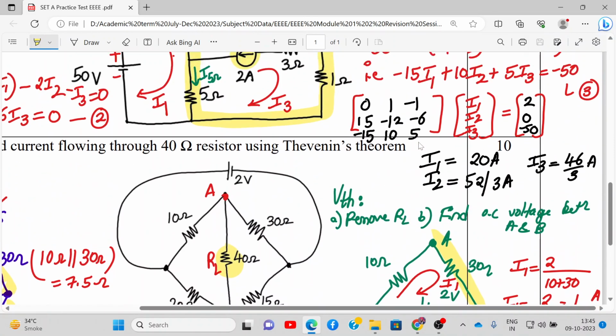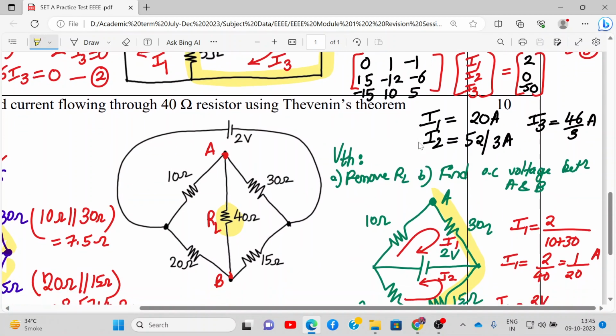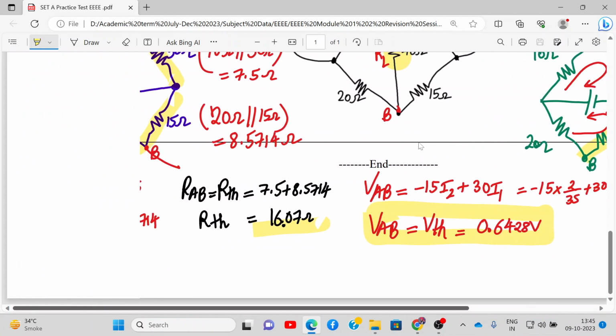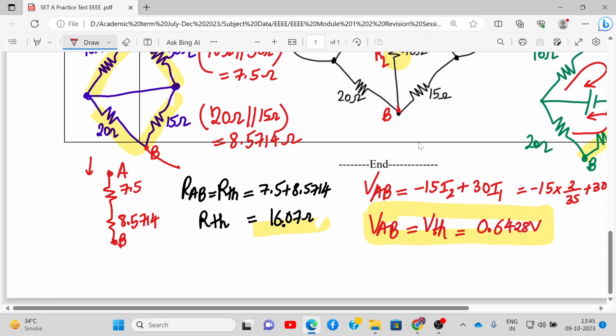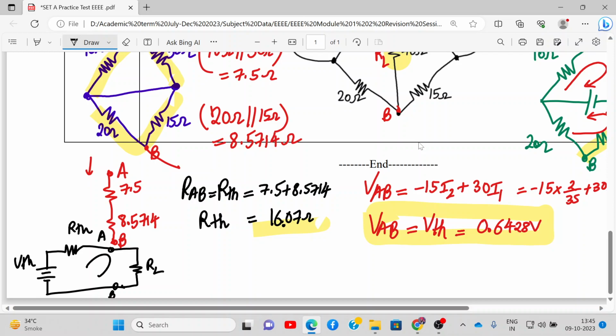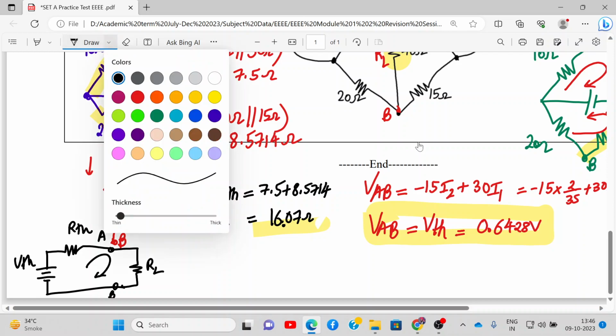And now what are we actually finding? We are finding the current through the 40 ohm resistance. So we need to draw the Thevenin's equivalent circuit. So we'll draw the Thevenin's equivalent circuit over here, which will be a single voltage source in series with the resistance RTH. This is VTH, and these are points A and B, and we connect a resistor over here, RL.